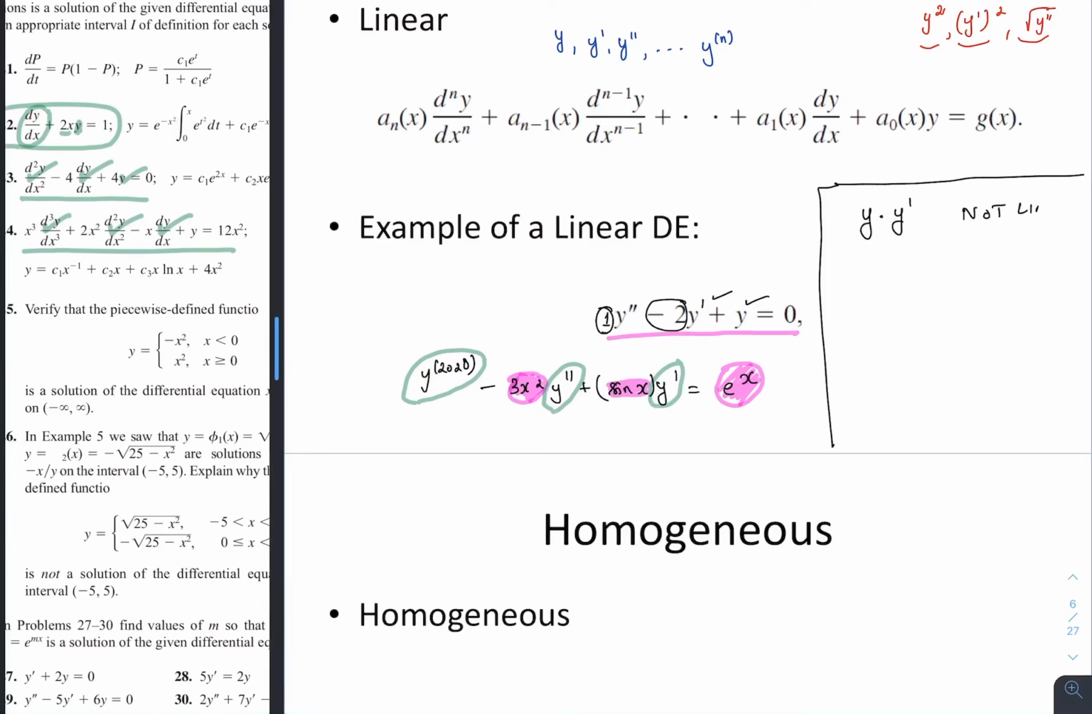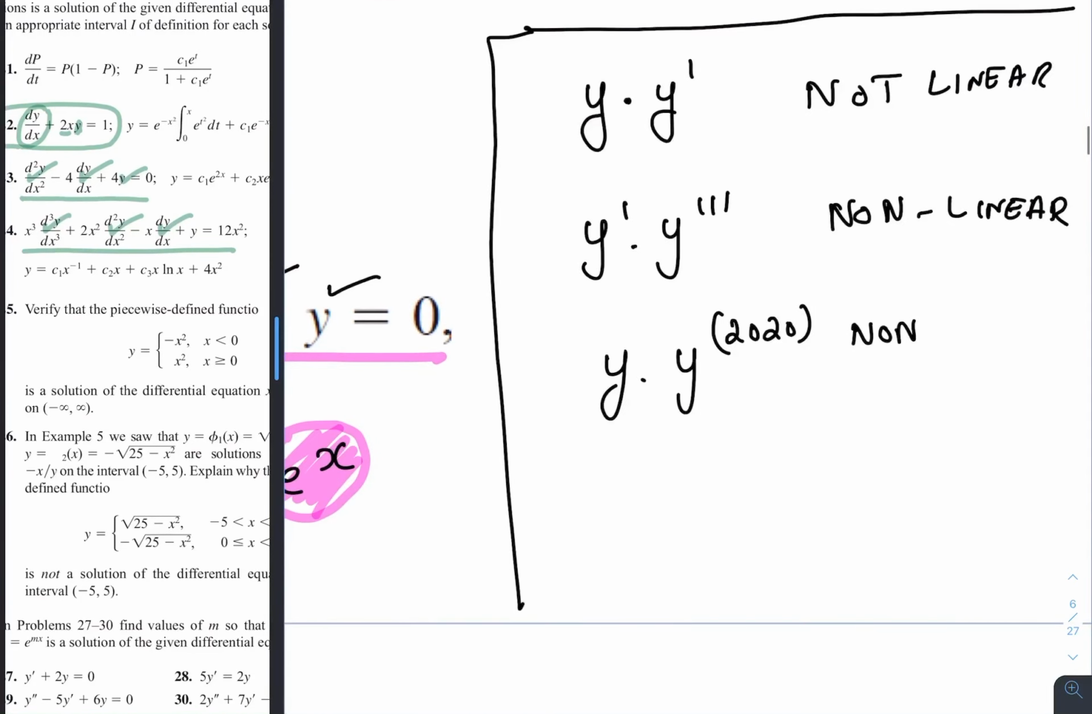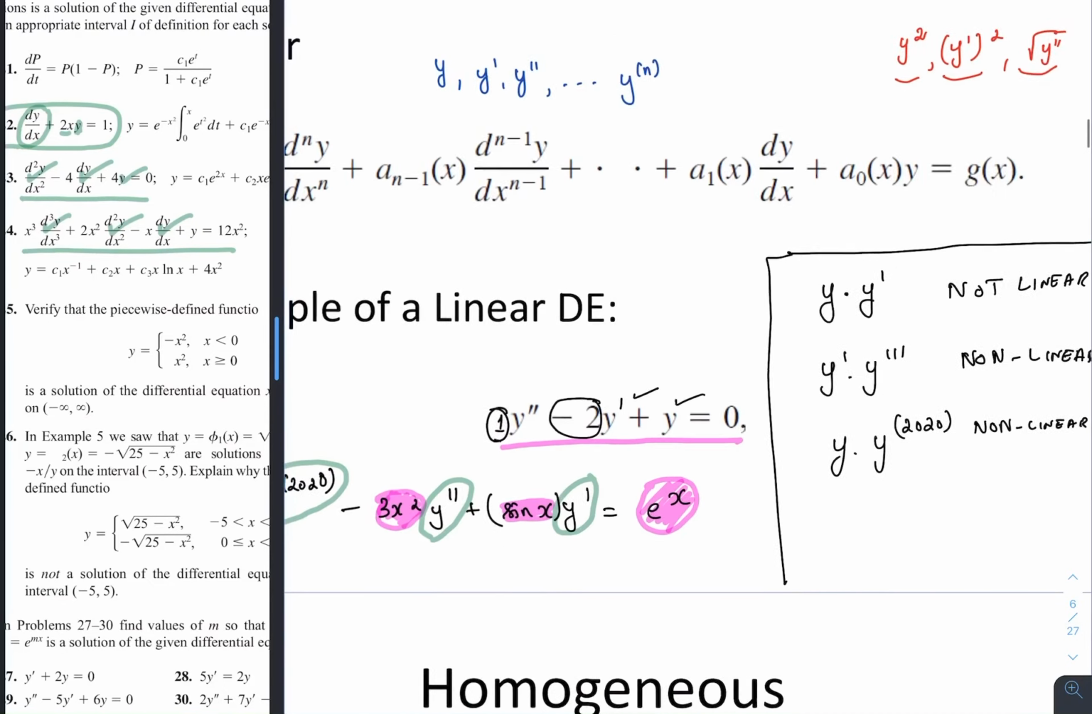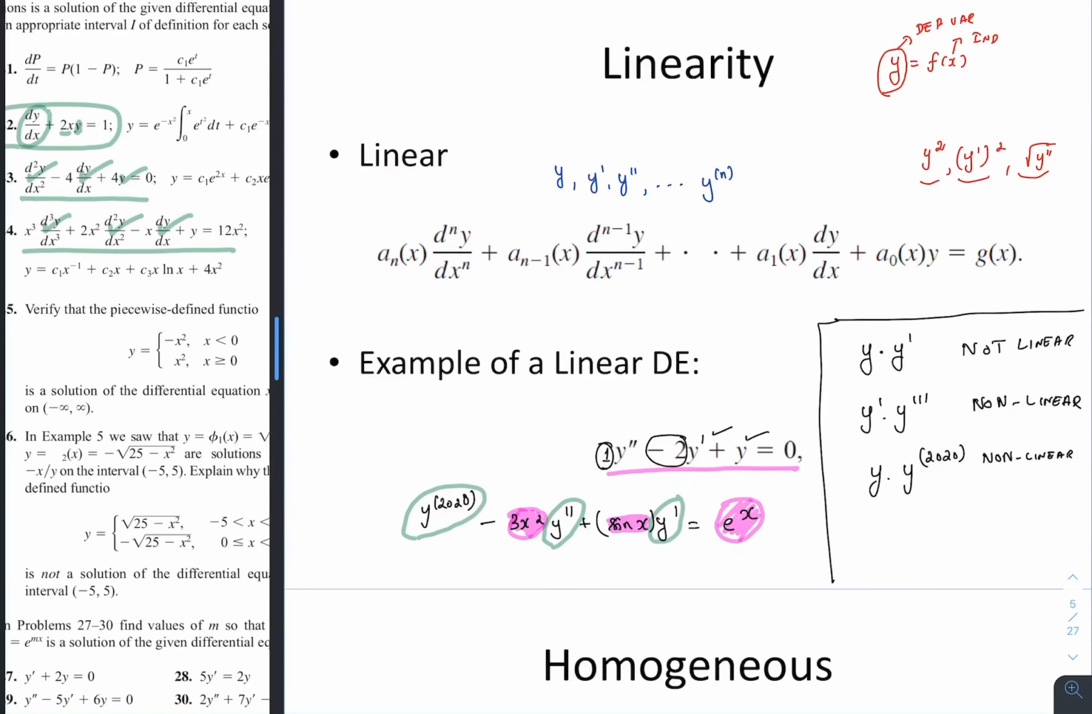It's not linear. So if you have a term like this, anytime, it does not have to be y double prime. If you have y prime times a y triple prime, if you have a y times the 20th derivative, anything that is multiplied, then this becomes non-linear, right? In general, by the way, if a differential equation is not linear, we call that a non-linear differential equation.